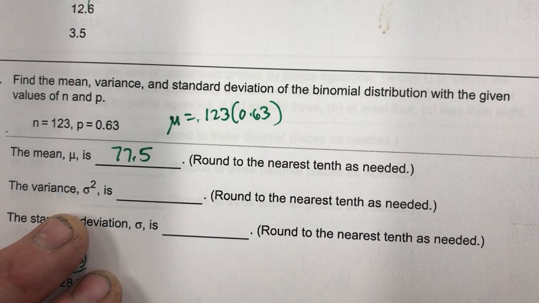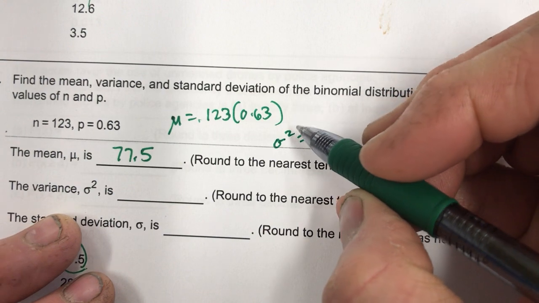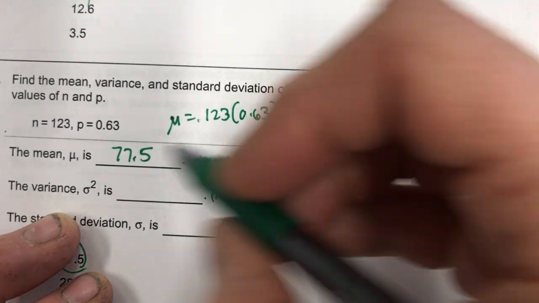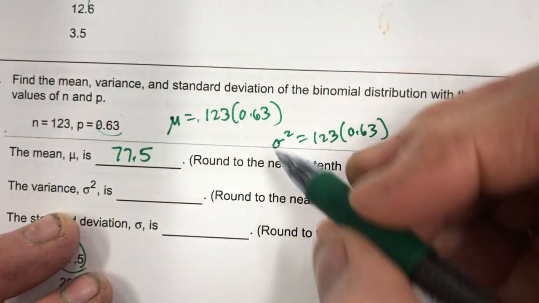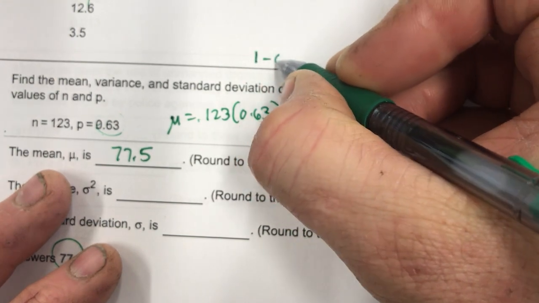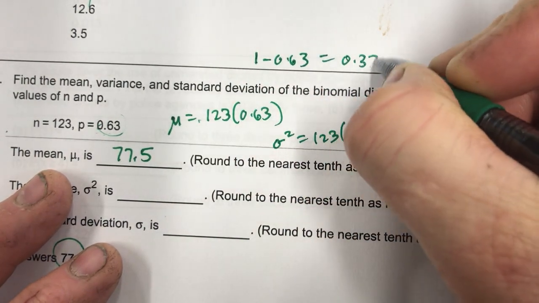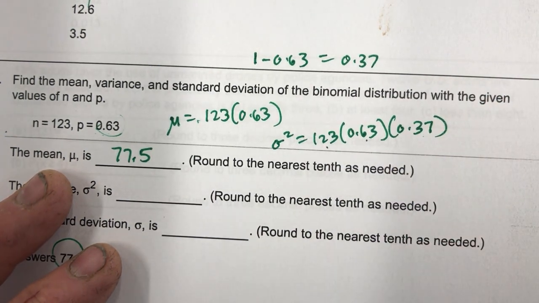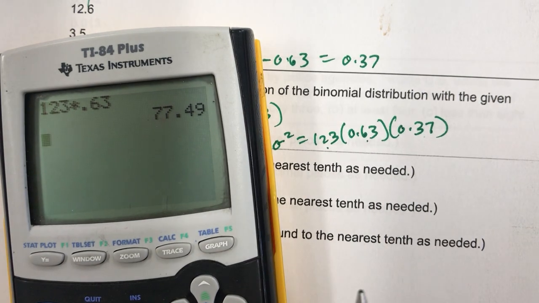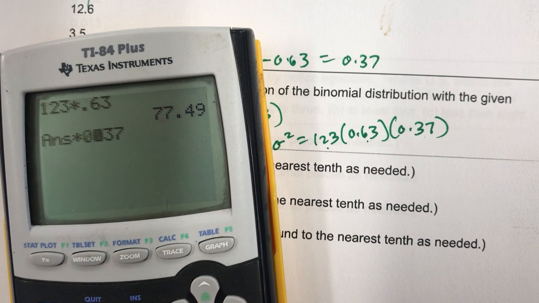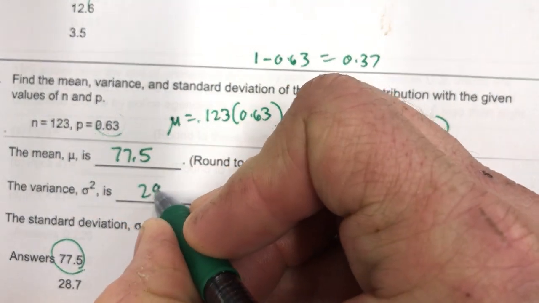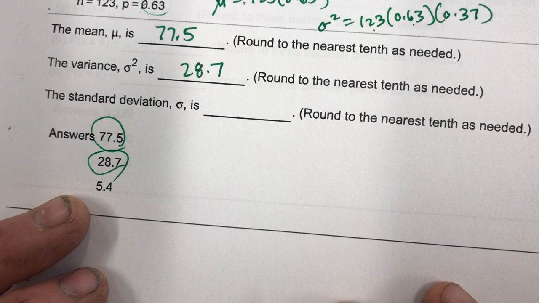Now the variance is going to be n times p times q, where q is 1 minus this. Let's do that up here. 1 minus 0.63 is going to be 0.37. So that's my q. N times p times q. Let's see here. There you go. I got 28.67, which is 28.7. You can see we got that down here, so we're good.